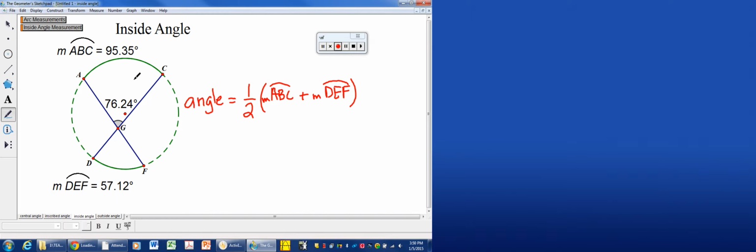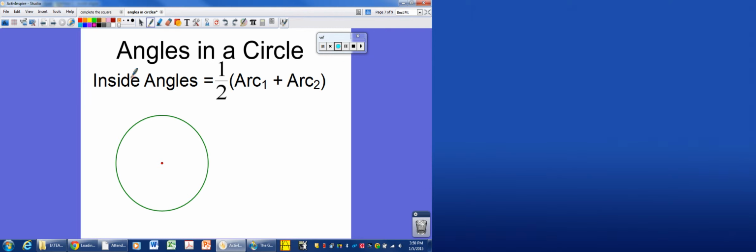It's an average. The same distance to the top, the same distance to the bottom. The angle goes outside and your arcs go in here. Arc number 1, arc number 2. So if you're trying to find the measure of an inside angle, you need to know both of your arcs. You add them together, you divide them by 2. So let's come back in here. Like it says, the inside angles are 1/2 of arc 1 plus arc 2.